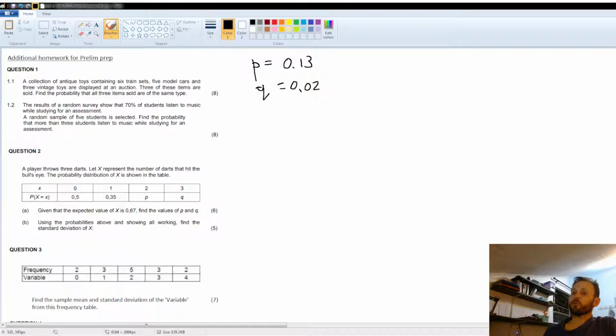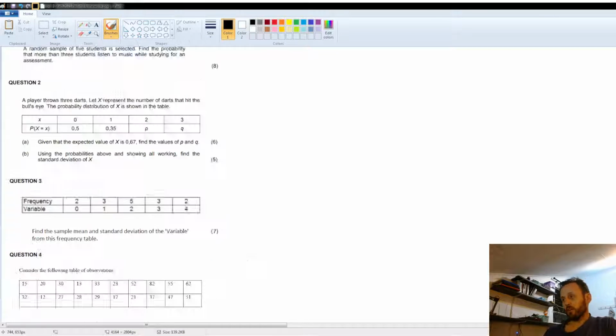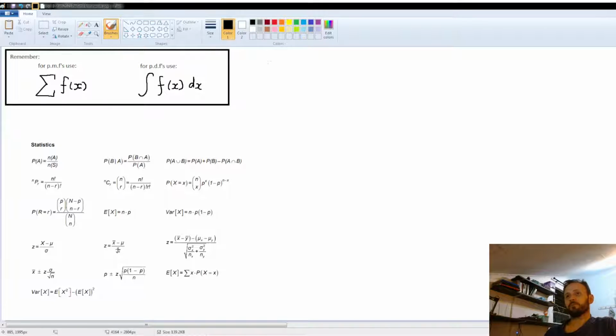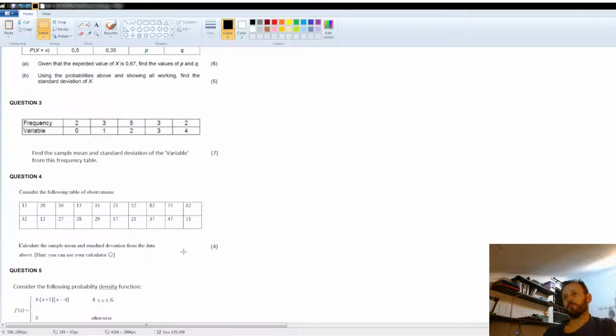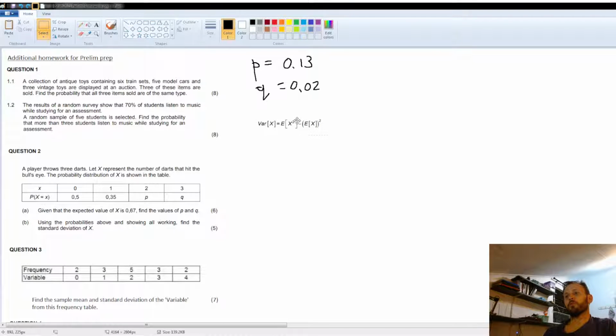Using the probabilities and showing all working, find the standard deviation. Okay, it's another one of these formulas. I already told you it's this one, but remember at the end we have to take the square root because the variance is the square of the deviation. So we first figure out the variance. Now this one is a bit confusing, but once I explain it, hopefully you'll see. So I grab it and I put it here. Okay, now what does this mean? The variance of x is the expected value of x squared.